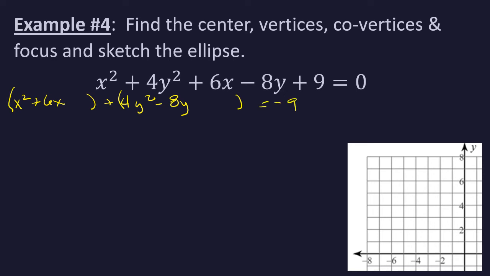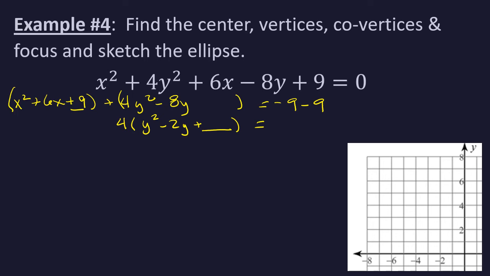So over here, completing the square is pretty easy. I'm going to add 9 here, which means I need to subtract 9 over here. For this, I need a GCF, so I have 4, which will leave me with y squared minus 2y plus something.